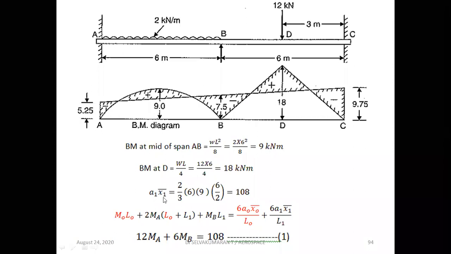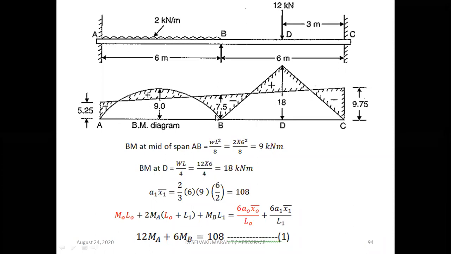Then A1 X1 bar, how will you calculate this? For the parabola, A1 is the area of the bending moment diagram, 2 by 3 into 6 into 9. X1 bar is the CG distance from A, so 6 divided by 2 is 3. So A1 X1 bar is 108.